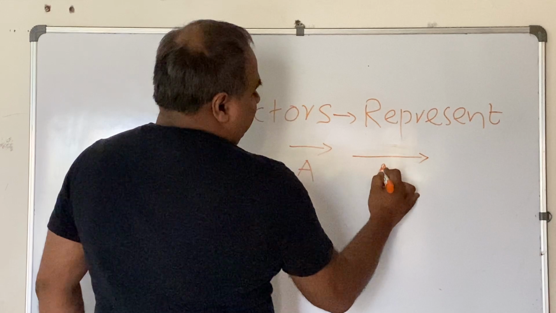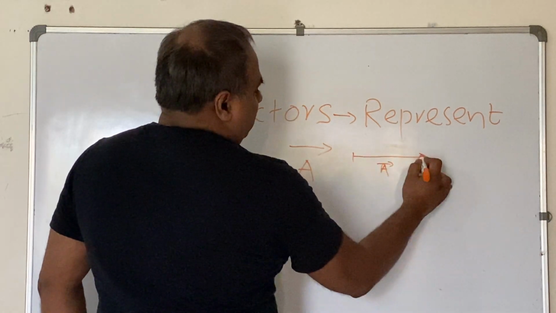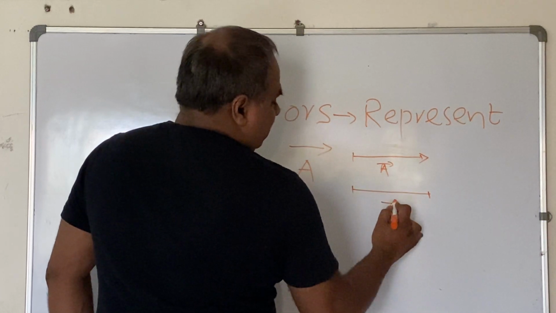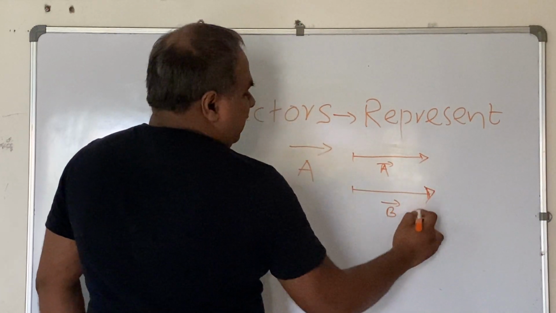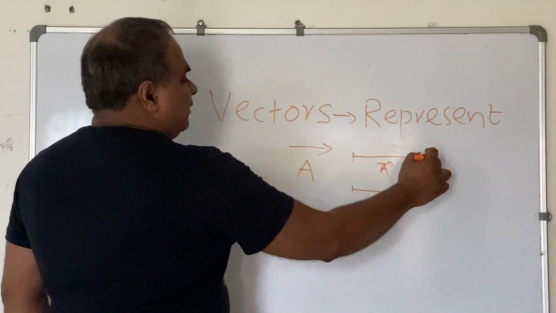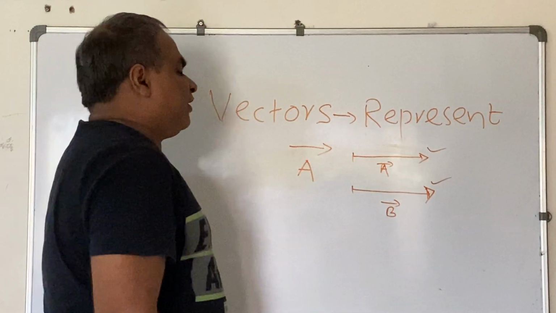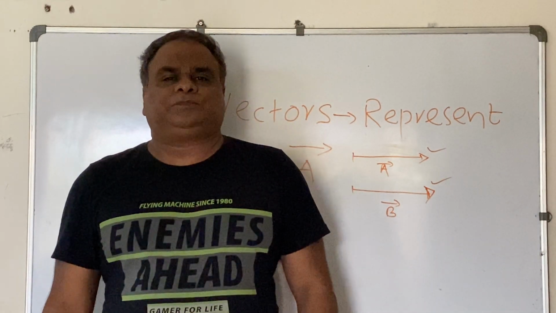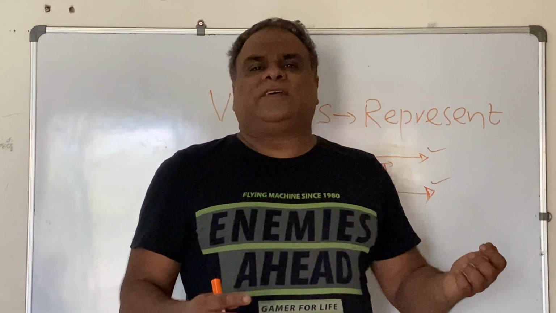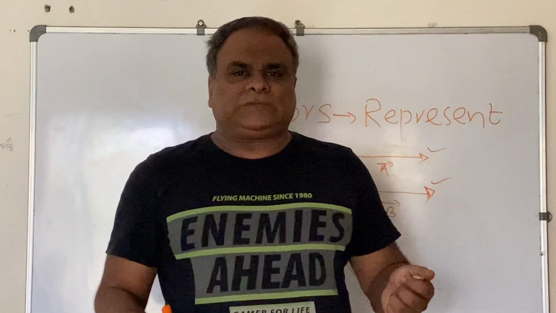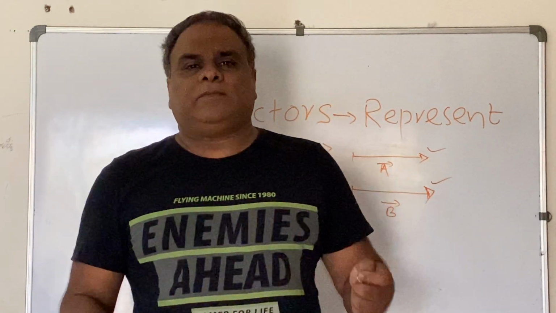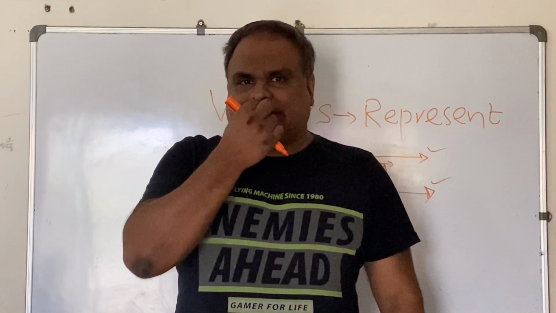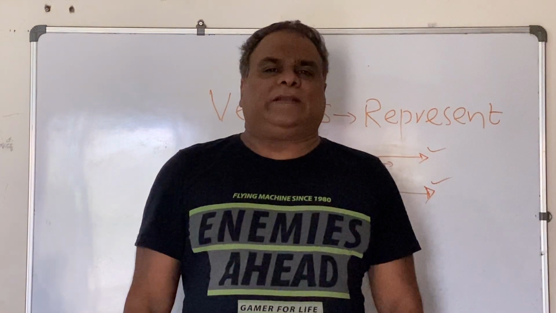For example, this is vector A. The magnitude is the same here. This is vector B. The magnitude is the same and the direction is also the same, then we can tell these two vectors are equal. This is known as the equality of vectors. Very simple. If two vectors are equal, their magnitude must be the same and direction must be the same. All parallel vectors are equal vectors.